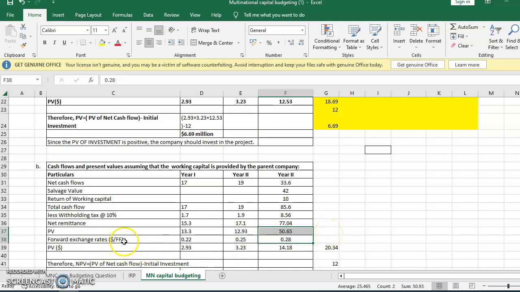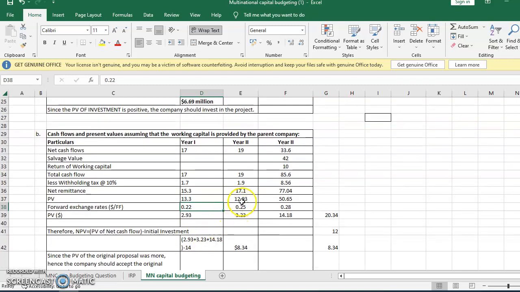The forward exchange rate provided to us in the question is 0.22, 0.25 and 0.28. So what is the present value in terms of dollars? It is 13.3 multiplied with 0.22, in the same way 12.93 multiplied with 0.25 and 50.65 multiplied with 0.28. So therefore the present value in terms of dollars is equal to 20.34. This is the total of your present value of cash inflows.